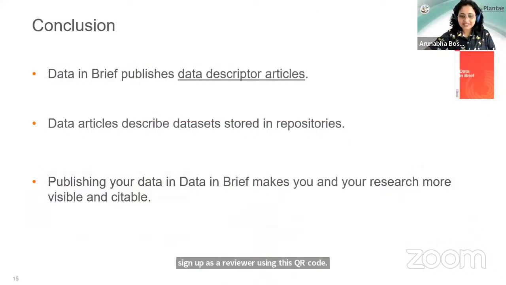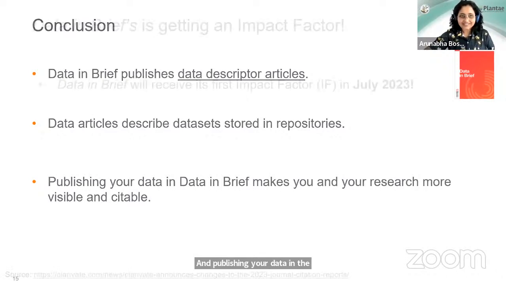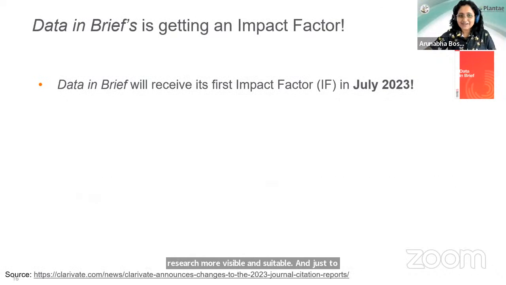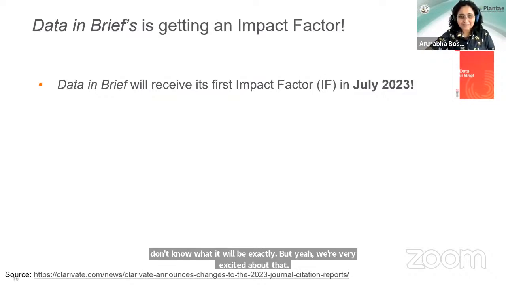Yeah, that's about it. In conclusion, what we do at Data in Brief is we publish data descriptor articles. These describe data sets stored in repositories, and publishing your data in Data in Brief makes you and your research more visible and citable. And just to add one small thing, we're getting an impact factor this year in July 2023. We don't know what it will be exactly, but yeah, we're very excited about that. So let's see how that goes.